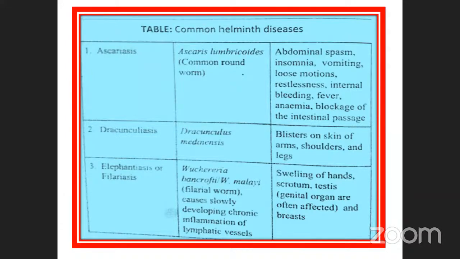Then Dracunculiasis, Dracunculus medinensis: blisters on the skin of the arms, shoulder, and also legs. This is another one. Elephantiasis, already we saw it in depth. Wuchereria bancrofti, Wuchereria malayi, commonly called filarial worms. It causes slowly developing chronic inflammation in the lymph and lymph nodes. Swelling of the hands, scrotum, testes, and genital organs are often affected. Even females are affected. See the next one.